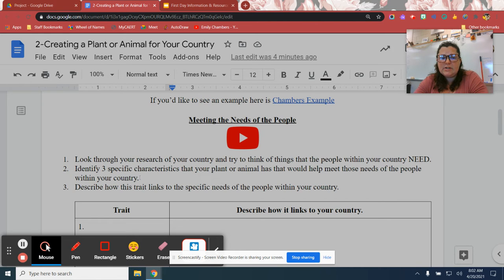Identify 3 specific characteristics that your plant or animal has that would help meet those needs of the people within your country, and describe how this trait links specifically to the needs of your people.